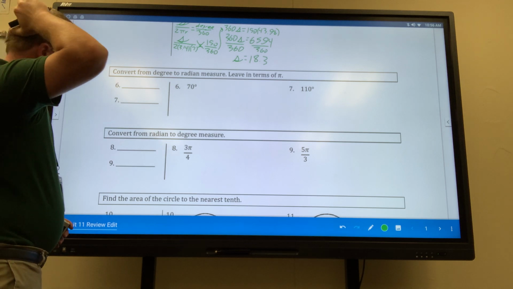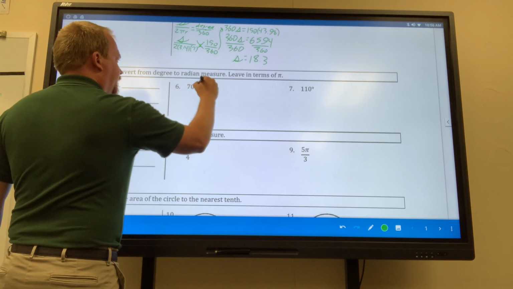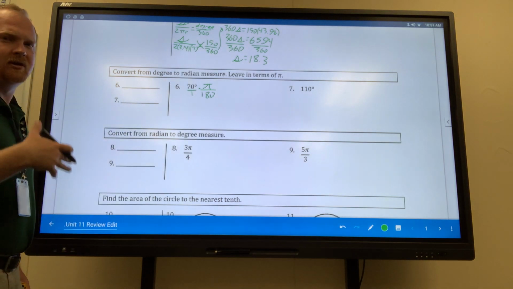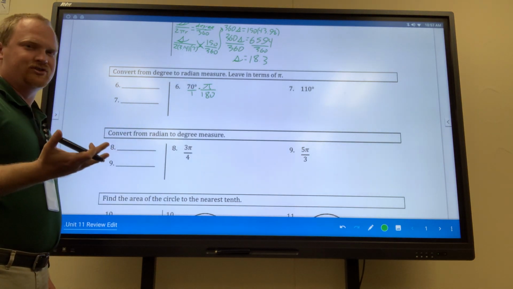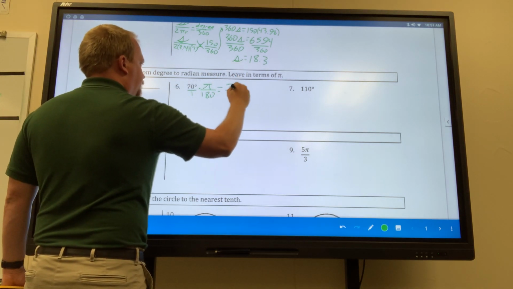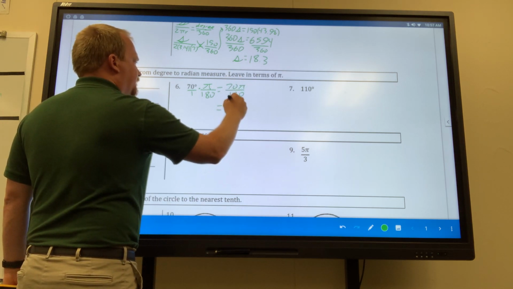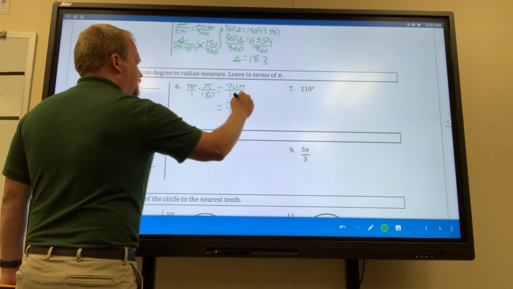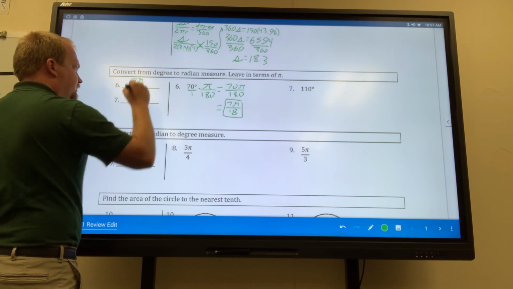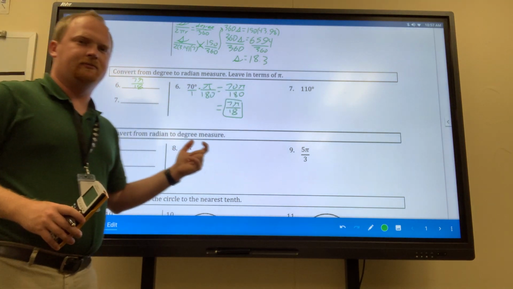Now, when it comes to putting the degrees in radians, that means we got to multiply by pi over 180. So I'm going to put a 1 underneath the 70 because 70 divided by 1 is still 70. So multiply across, so that's 70 pi over 180. I can actually simplify this by 10, 7 pi over 18. That's going to be my answer right there. Okay? So I can simplify. As long as you simplify, we're in good shape.